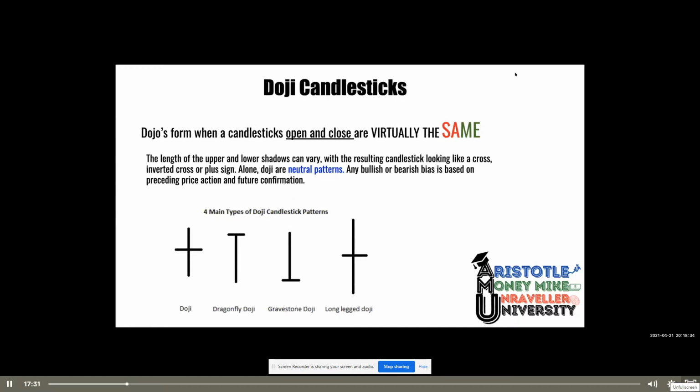Is this clicking? Everybody, is this clicking? Put a yes. All right, cool. I would hope so.